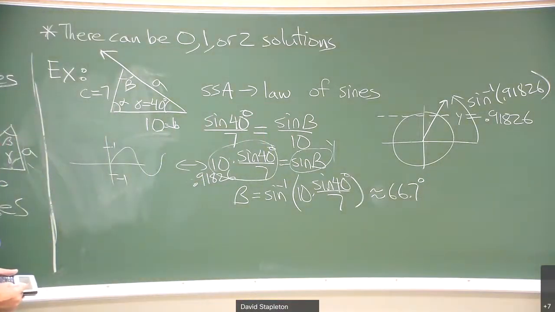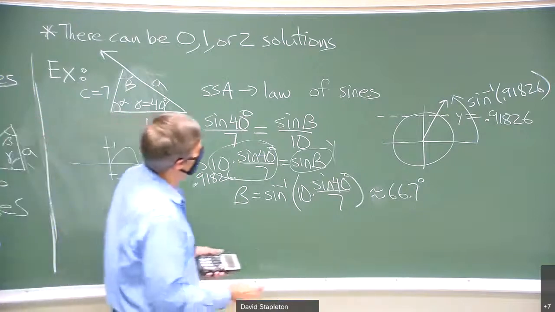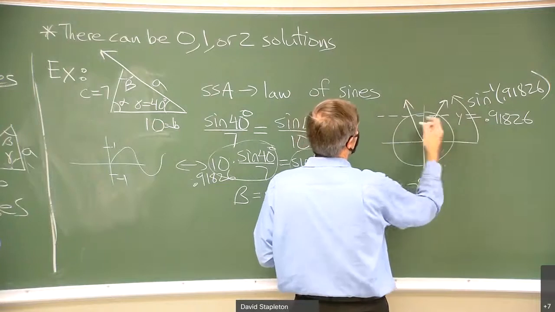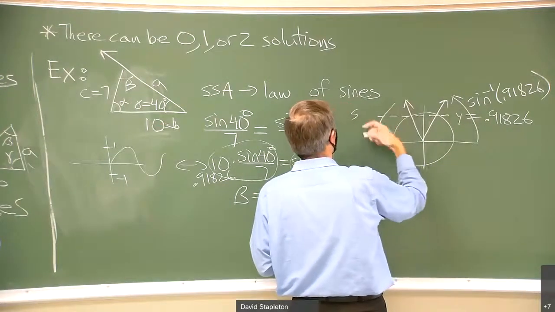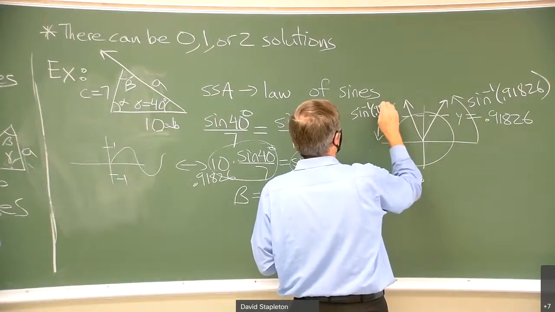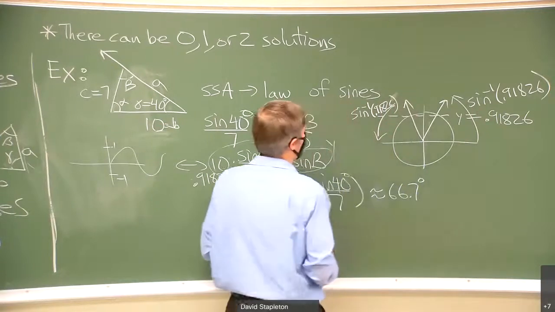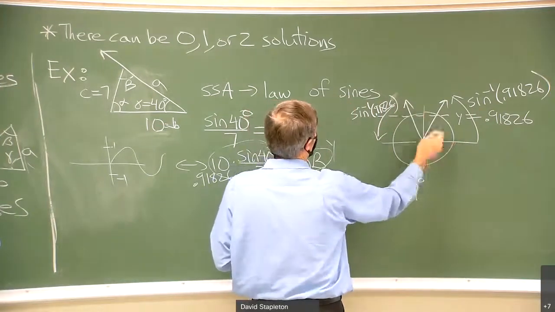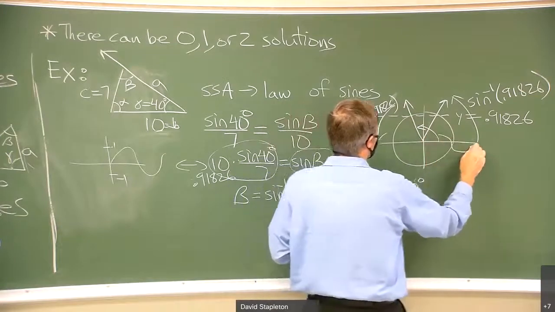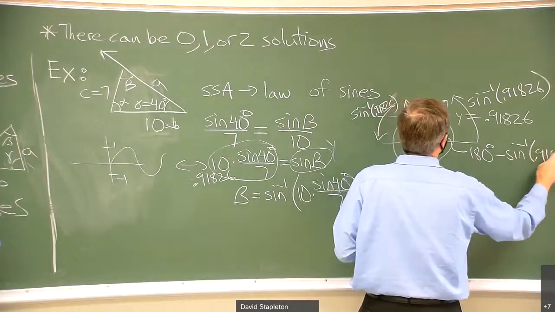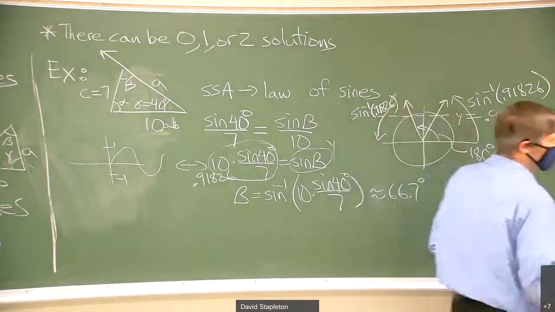All right. What's the other angle that's possible in a triangle? The 180 minus, yeah, this one right here. I take 180, a straight angle, minus this. By symmetry, this also has to be the arc sine, measuring this way. Arc sine of 0.91826. That makes this angle here, which is the one I'm interested in, 180 degrees minus the arc sine of 0.91826.